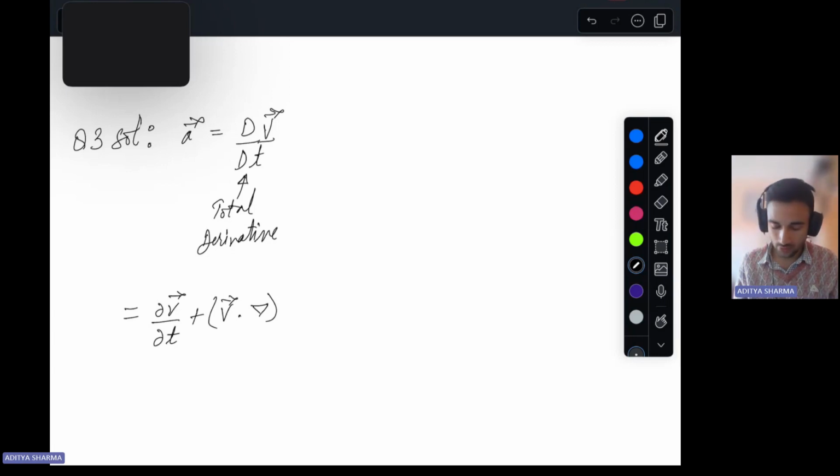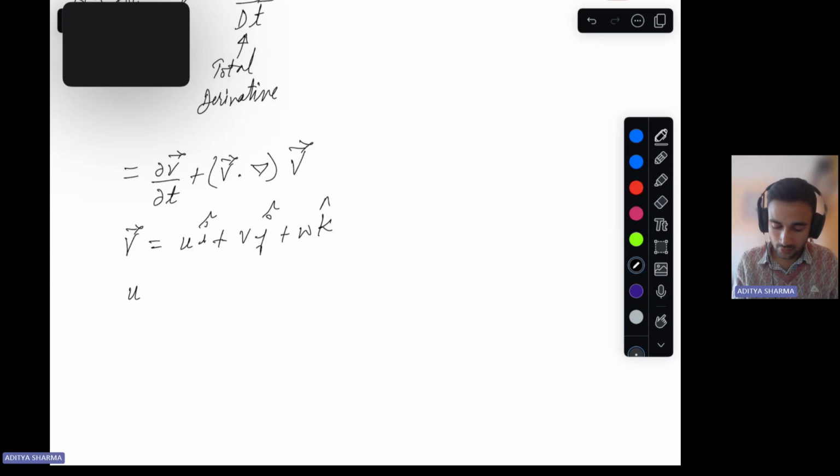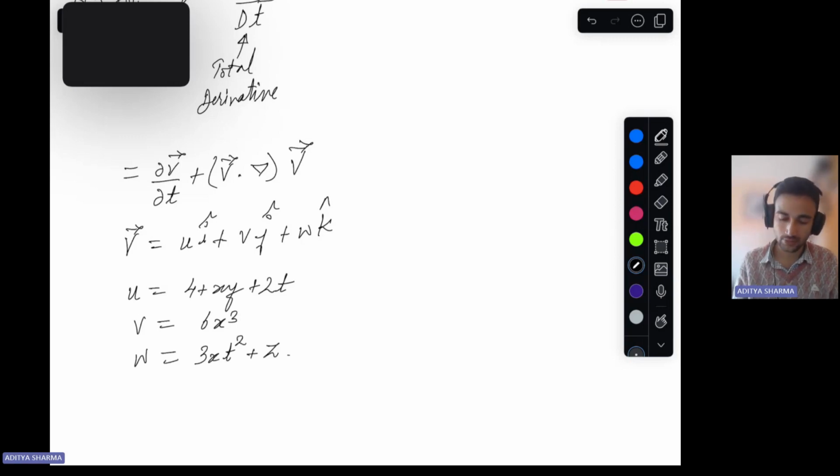Del, I have already told. Okay, what del is? So if we compare our velocity field with ui plus vj plus wk, then we have u equals to 4 plus xy plus 2t. And v is 6x cube. And then w is 3x t square plus z.